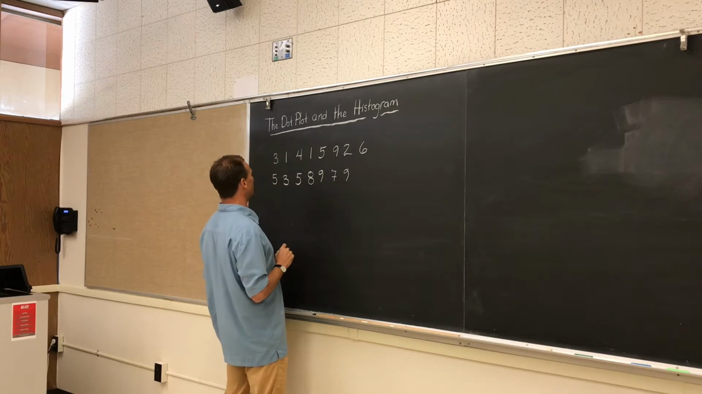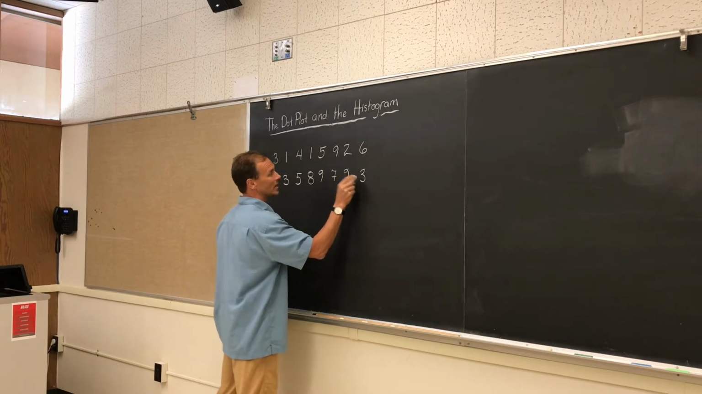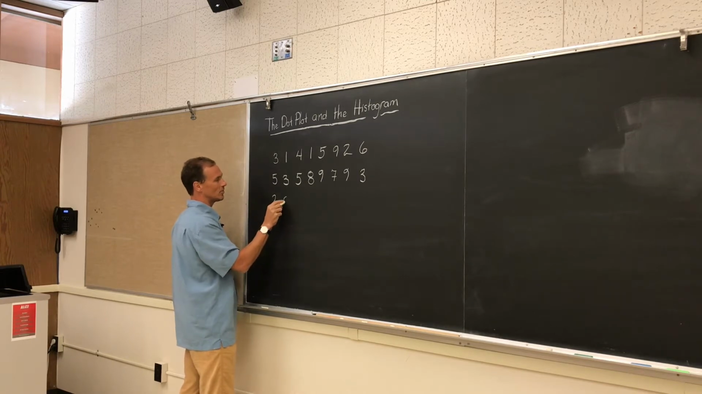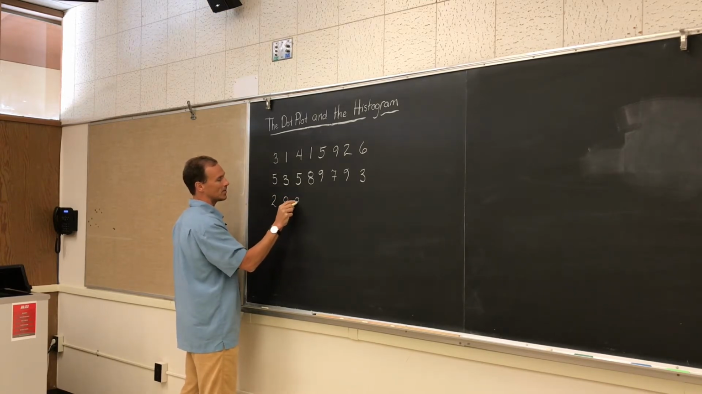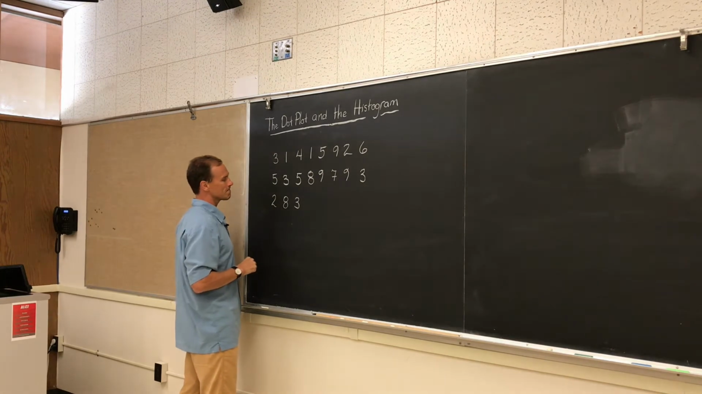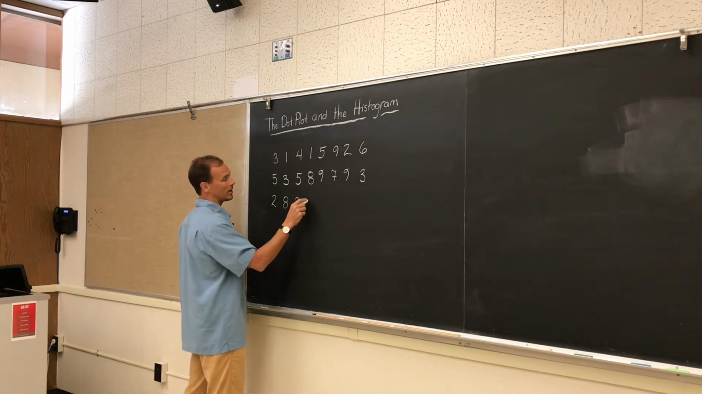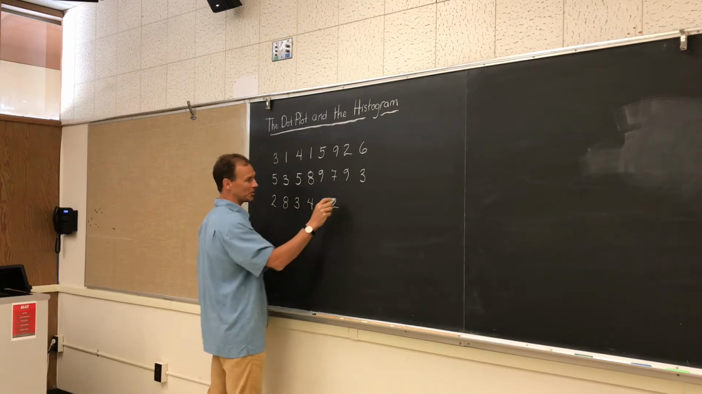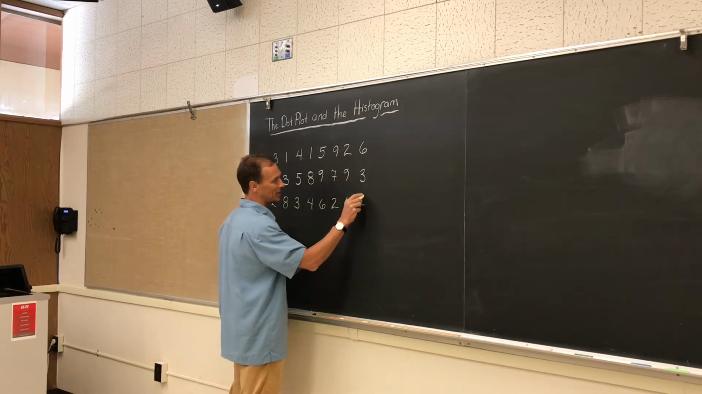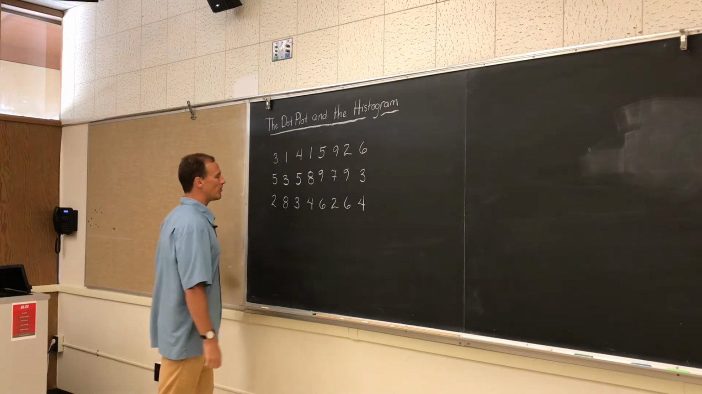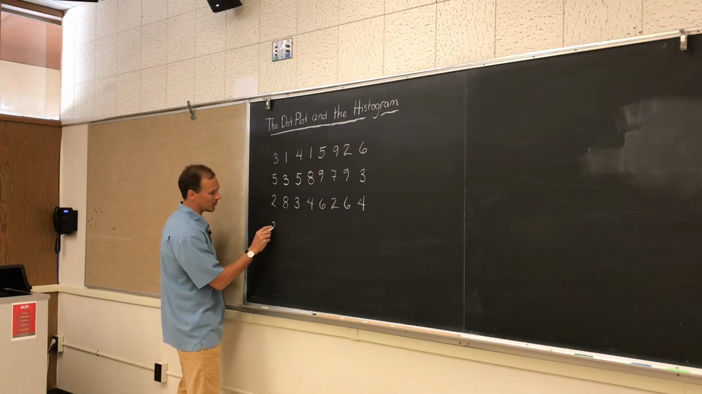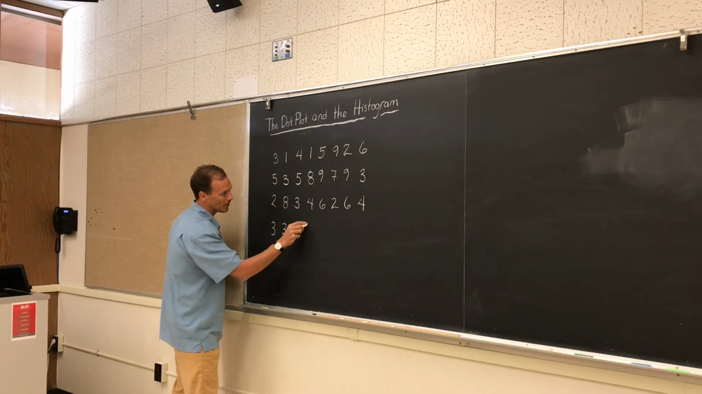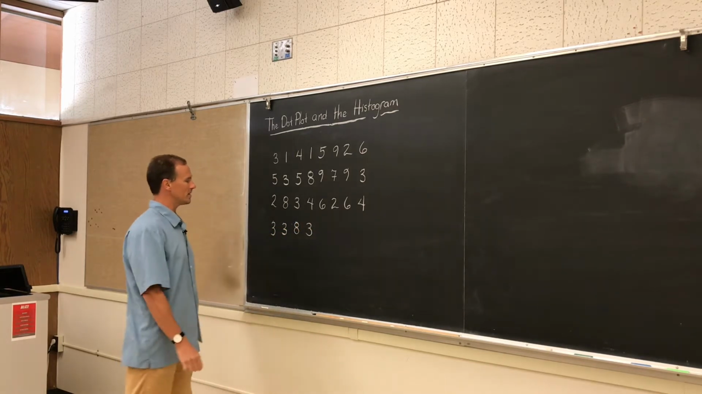What do we have there? How about a 3? We started with a 3, so we need another 3. Maybe a 2, 8. Maybe a 3. How about a 4? Maybe a 6, 2. Let's put some even numbers in here. Maybe a 6 and a 4, and let's put another 3. Maybe an 8. 3.